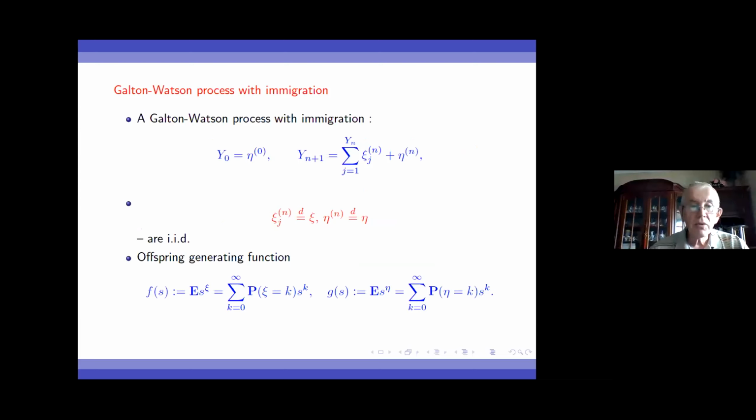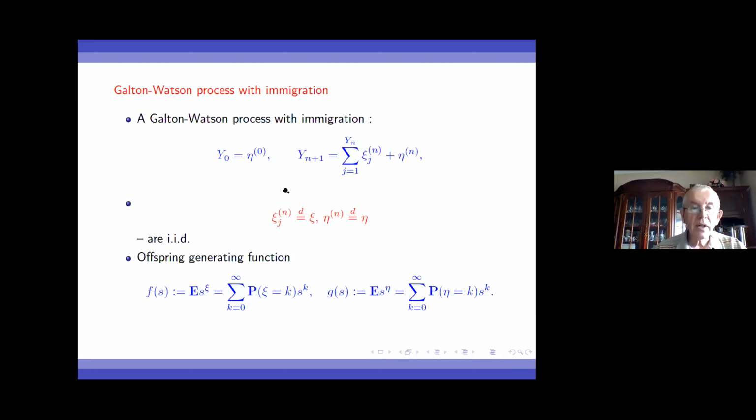Let us recall what the standard Galton-Watson process with immigration is. This is a branching process. Initially we have some random number of individuals. Maybe it will be 0, maybe it will be 1, maybe some random variable. The number of individuals at moment n plus 1 is the sum of the children of those individuals present in the population at moment n, plus some immigration, which also depends on n.